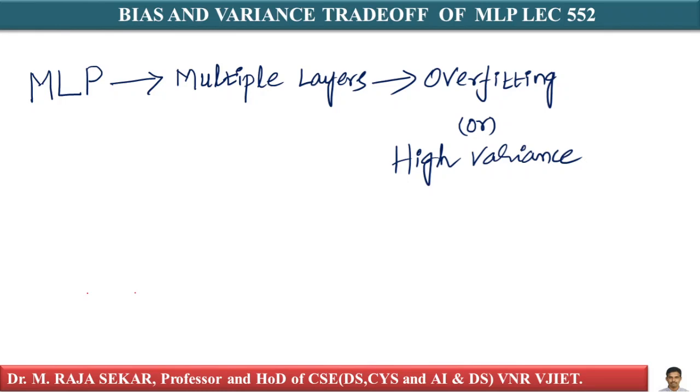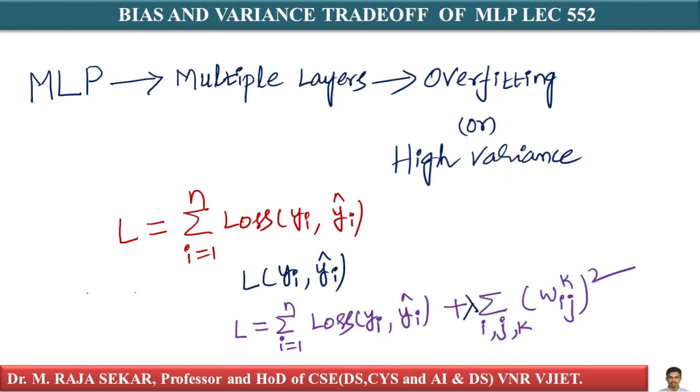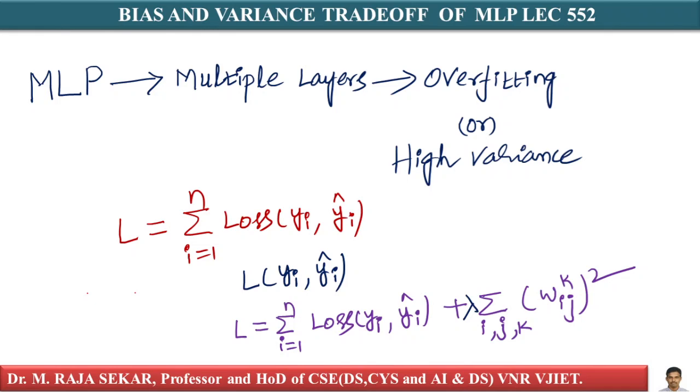Your loss function here, for which we are computing the derivative, what is it? Summation of i equal to 1 to n of loss of yi comma yi cap. L is a loss function, a function of yi comma yi cap. In addition to having a loss, we will also have regularization, like L2 regularization. How does L2 regularization look like? Take each of w^k_ij, summation over all i, j, k of w^k_ij whole square.